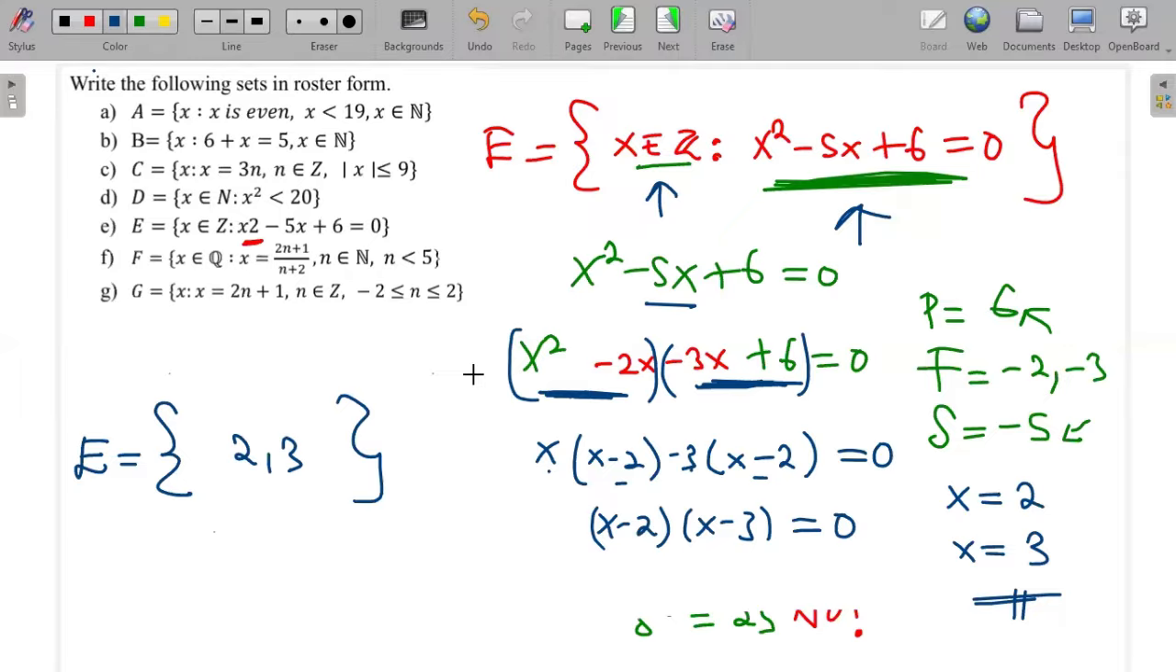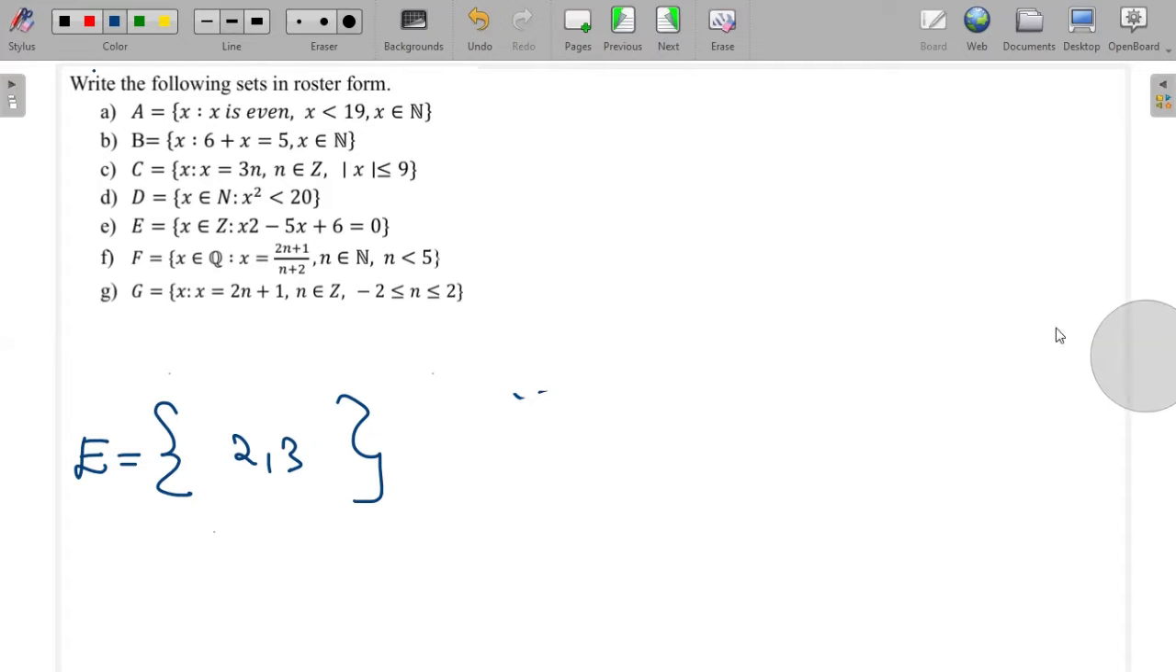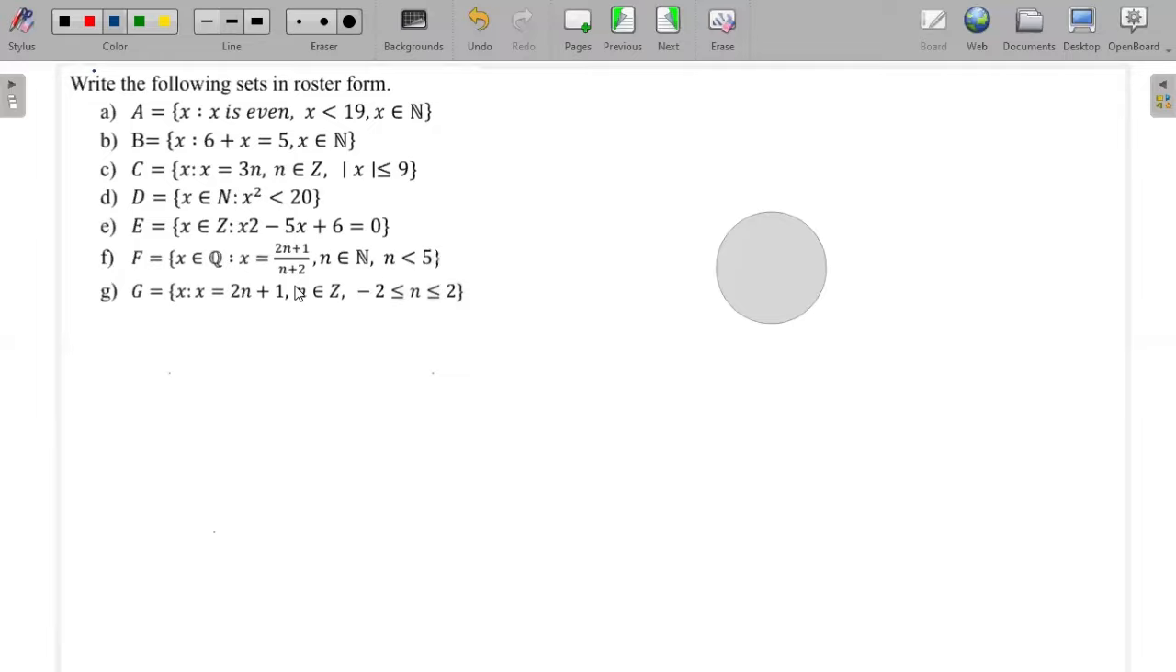Okay, so if there are no questions, I think let me solve one more on the roster form, and then we go to the one where we're converting from the roster to the set builder notation. So that one now is interesting, because here they are describing for you, you're just simply listing them, but now they have listed and then they want you to describe. So that is more interesting than this.